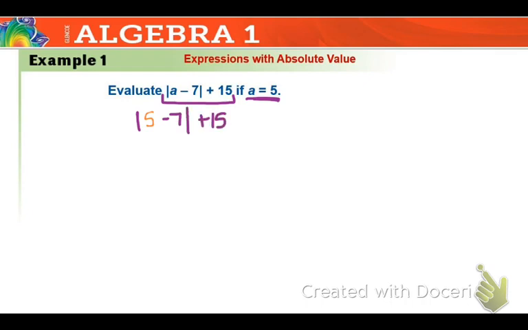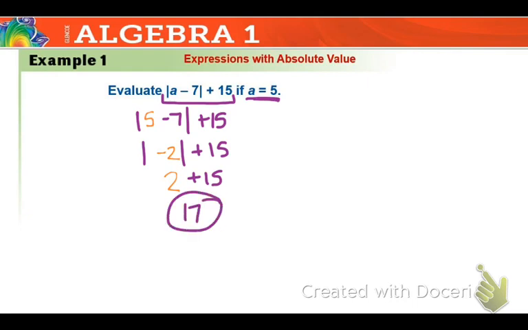Now we're going to follow order of operations. Order of operations tells me I have to deal with grouping symbols first. So let's deal with this 5 minus 7. 5 minus 7 is negative 2. We're going to leave it inside the absolute values for a second. Now let's evaluate it. The absolute value of negative 2 is positive 2, because absolute values make everything positive. And then we will add 15. So 2 plus 15 is 17.